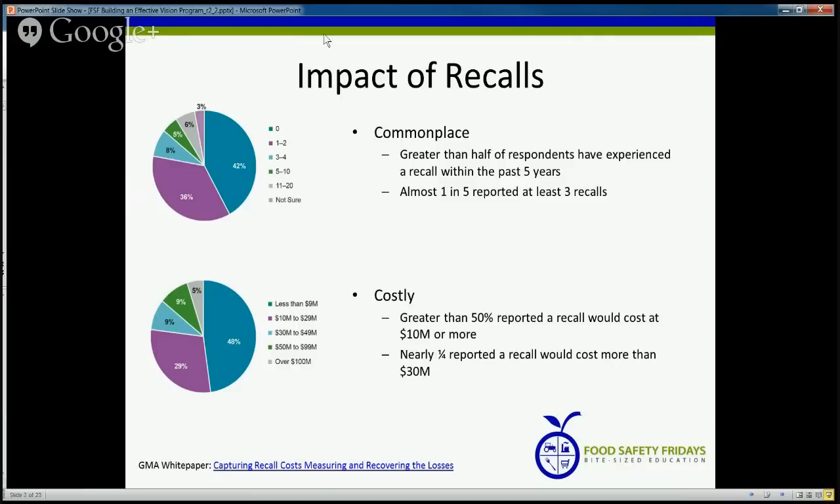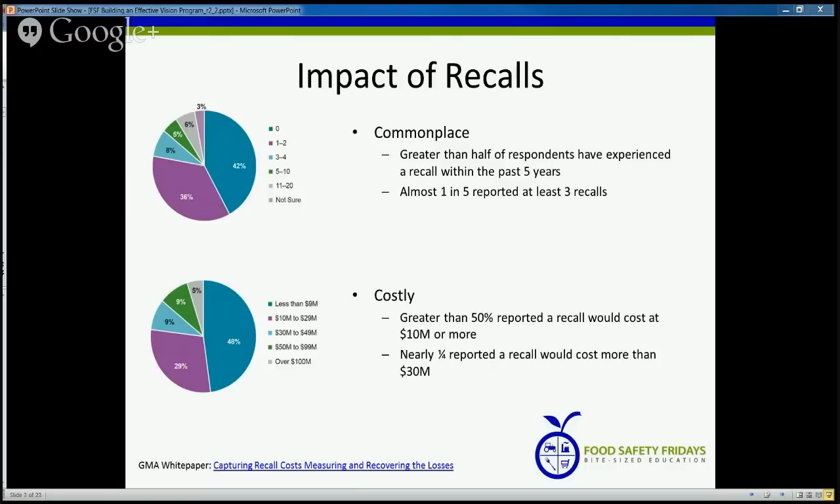So the impact of a recall due to a food allergen. So of recalls in general. So first of all, recalls are commonplace. There's a study recently conducted by the Grocery Manufacturers Association, and those who were responding were food manufacturers and food retailers.